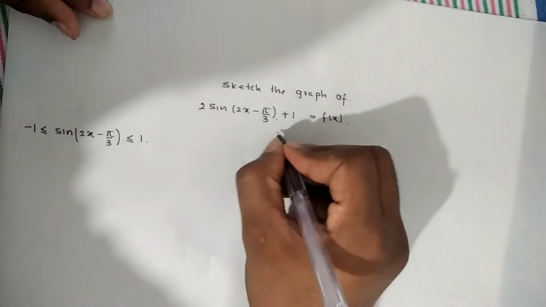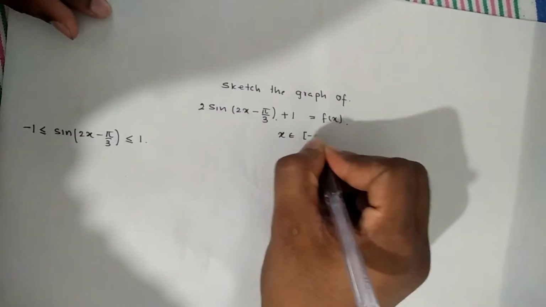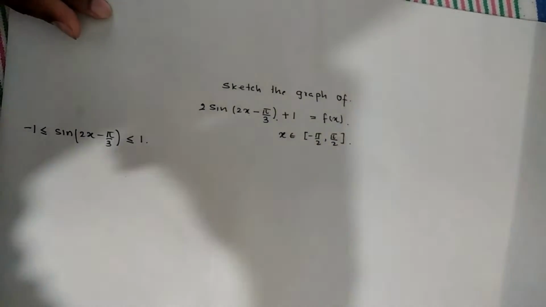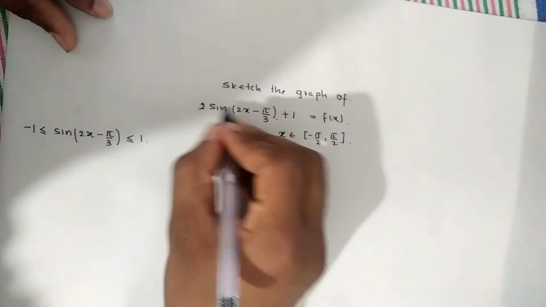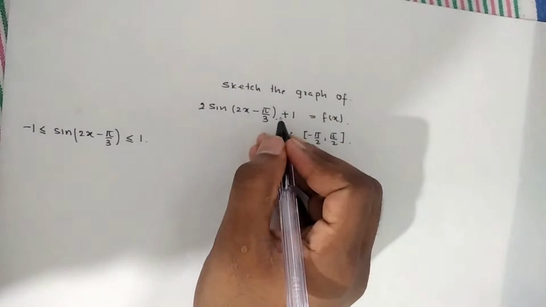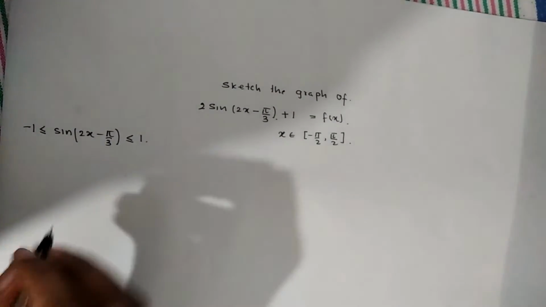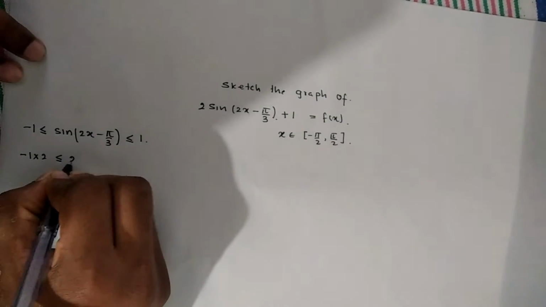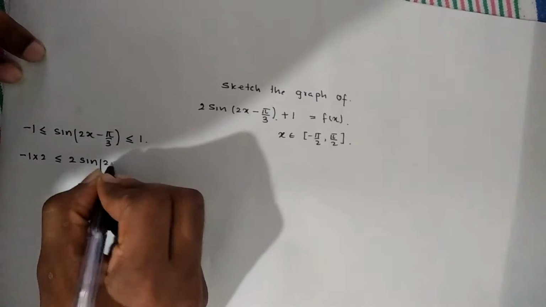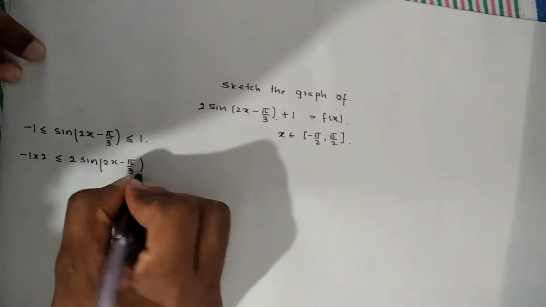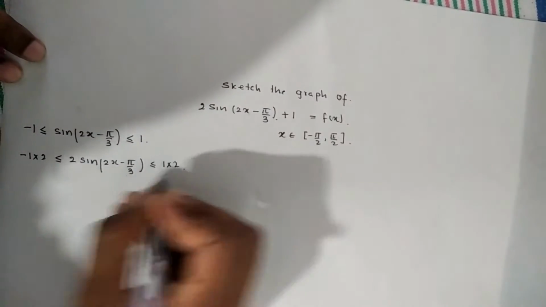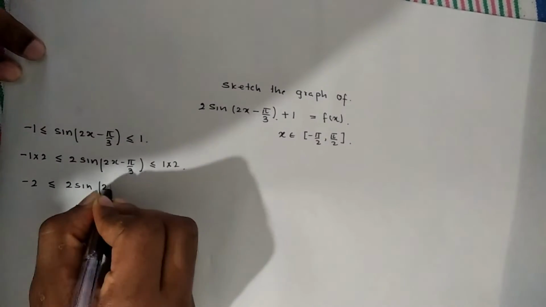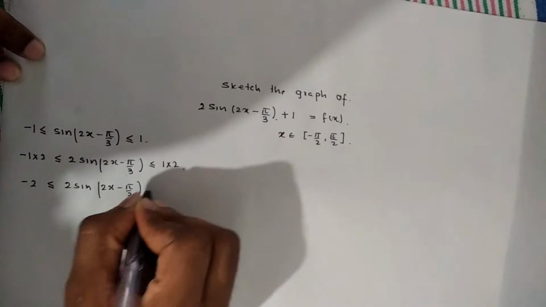Let us say they are asking to sketch the graph between −π/2 and +π/2. So now you have 2 sine(2x − π/3) + 1. If you want to have 2 sine(2x − π/3), you will have to multiply each and every term by 2. So you have −2 is less than or equal to 2 sine(2x − π/3), which is less than or equal to 2.